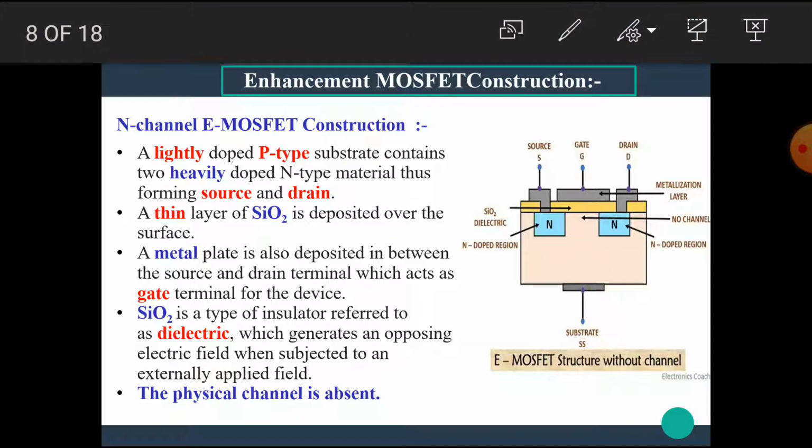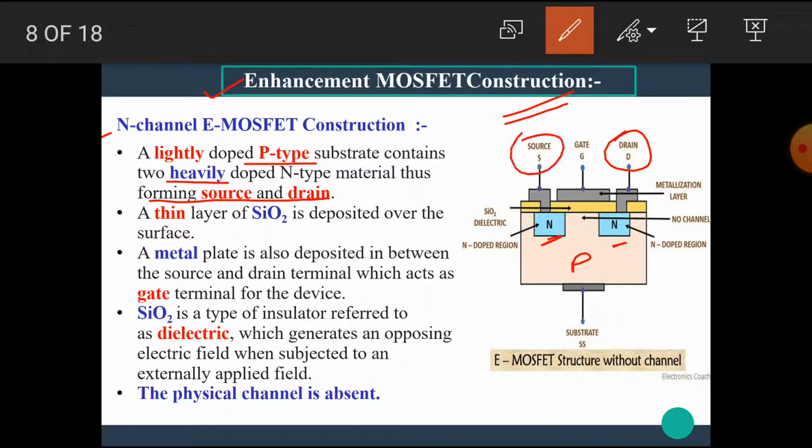This is the working of the n-type D MOSFET. Now let's start today's topic, the enhancement MOSFET. First of all, let's see the construction of the enhancement MOSFET. First one is the n-channel E MOSFET construction. A lightly doped p-type substrate contains two heavily doped n-type materials, thus forming source and drain. That means a lightly doped p-type substrate is taken, onto which two heavily doped n-type materials are deposited. These n-type materials constitute the drain terminal and the source terminal.